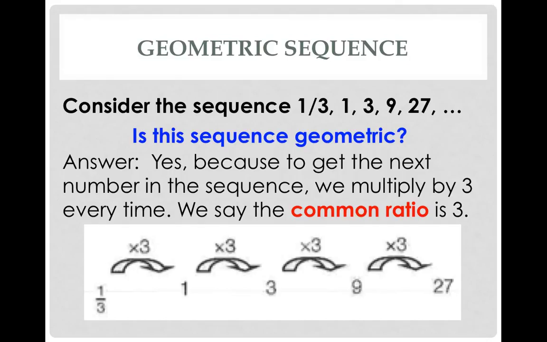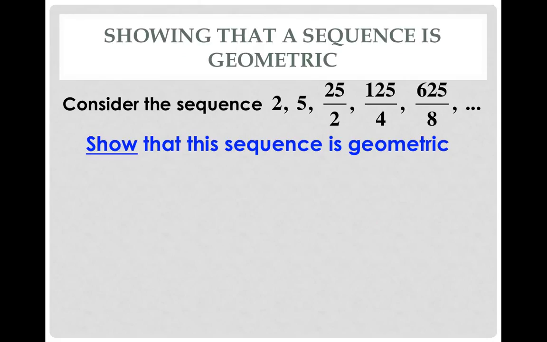So it has to stay consistent. That's the reason why we call it the common ratio. We can't alternate. For example, we can't go times 3 one time and then -3 and then times 3 and then -3 or something like that. So it has to stay constant throughout the whole sequence. That's called the common ratio, and that's what makes this a geometric sequence.